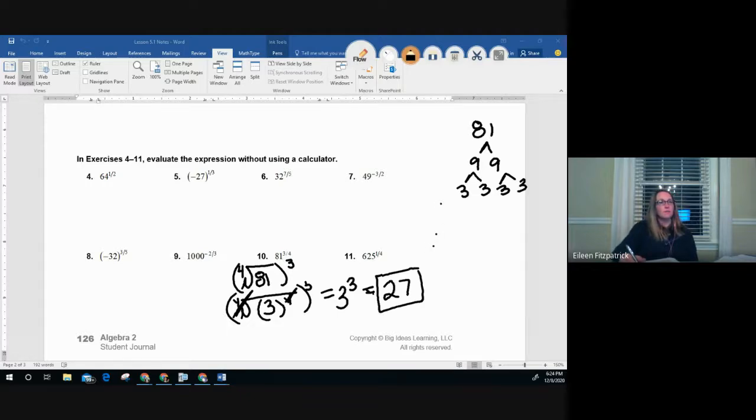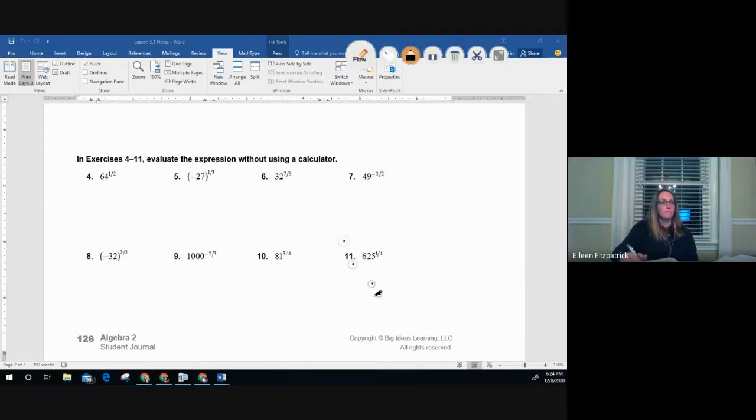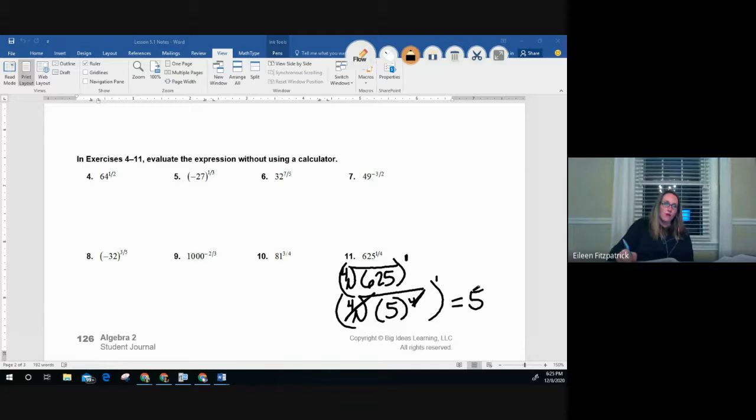All right, problem number 11. The bottom number tells you what root to take, so the fourth root of 625 raised to the first. Again, if you're not sure what numbers multiply to 625, break it down to its primes. You're going to get that it's 5 four times, 5 raised to the fourth. So the fourth root and the exponent of 4 cancel, and you're left with 5 to the first, which is simply 5. All right, let's keep on moving along.